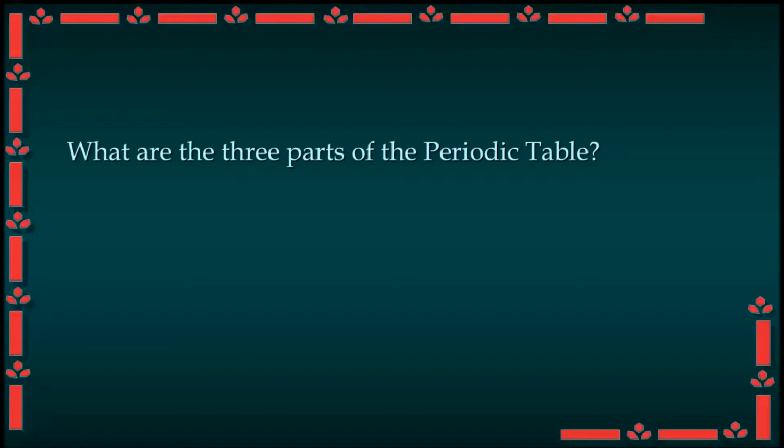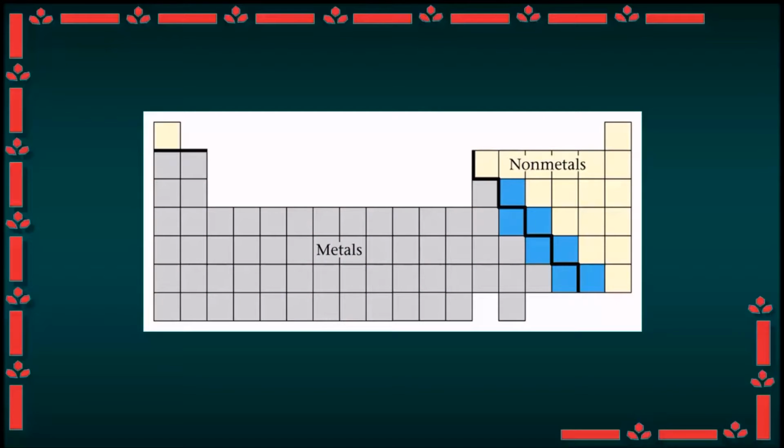Okay, what are the three parts, three sections? Metals, nonmetals, metalloids. Where are they located? Well, look. The gray is the metals, the yellow is the nonmetals, the blue is the metalloids. Now you'll notice a little oddball here.